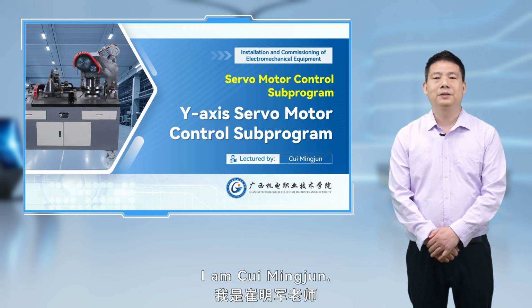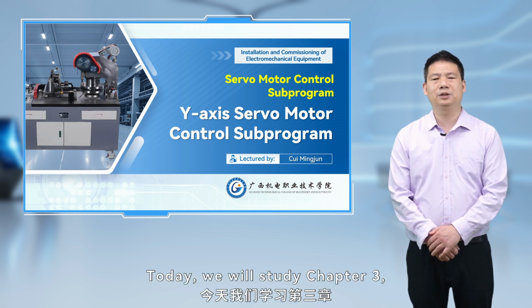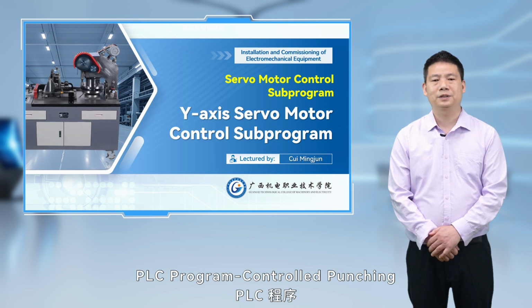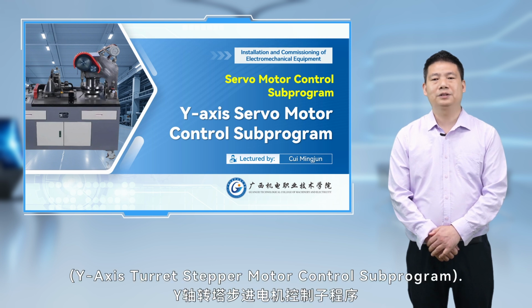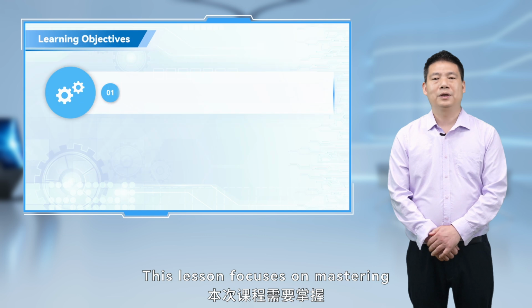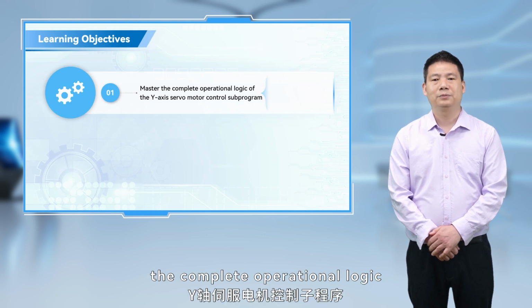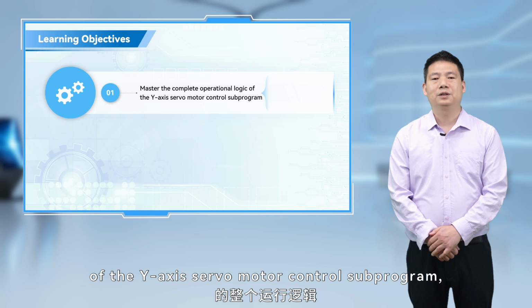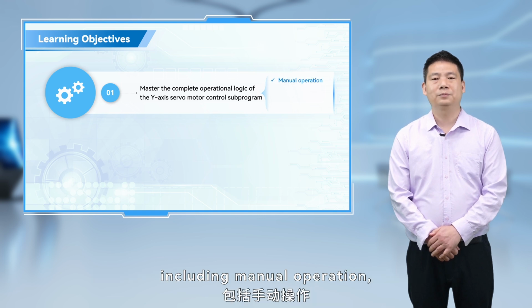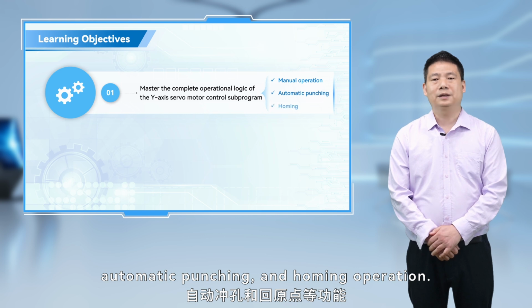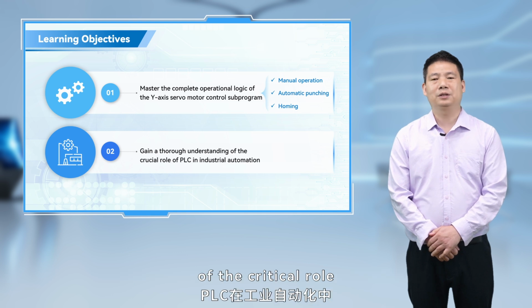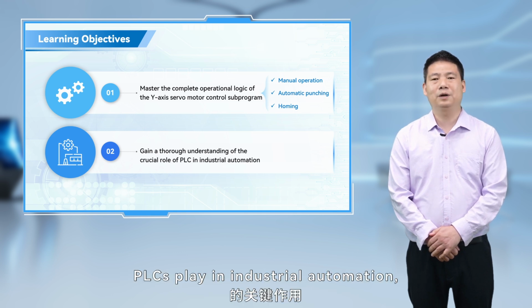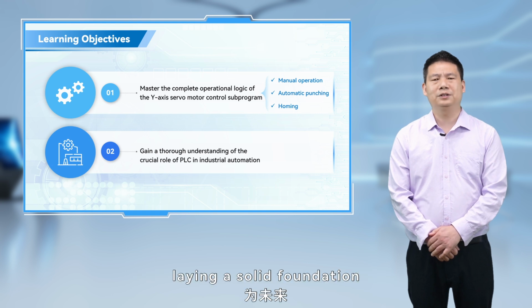I am Chui Mingjun. Today, we will study Chapter 3, PLC Program Controlled Punching on the Training Bench, Servo Motor Control Subprogram, Y-axis Turret Stepper Motor Control Subprogram. This lesson focuses on mastering the complete operational logic of the Y-axis Servo Motor Control Subprogram, including manual operation, automatic punching, and homing operation. In this lesson, I hope you will gain a deeper understanding of the critical role PLCs play in industrial automation, laying a solid foundation for future learning and work in the automation field.